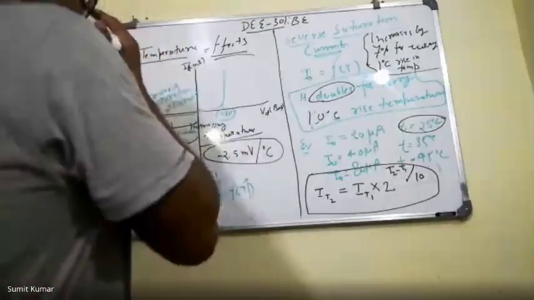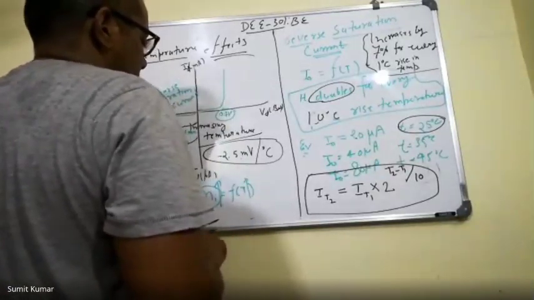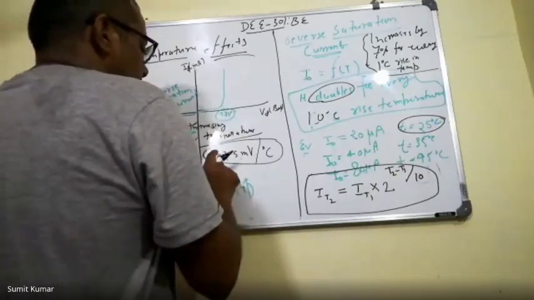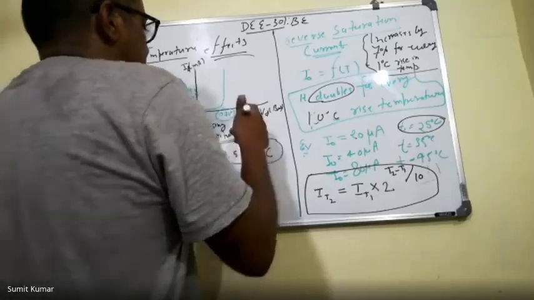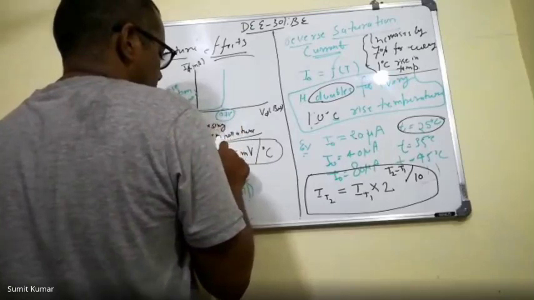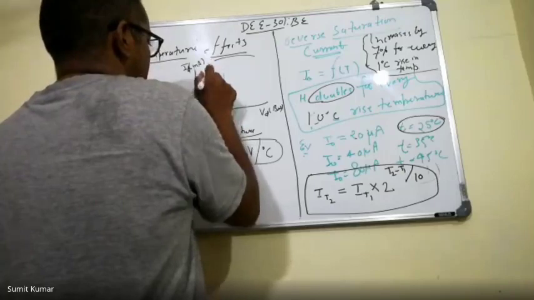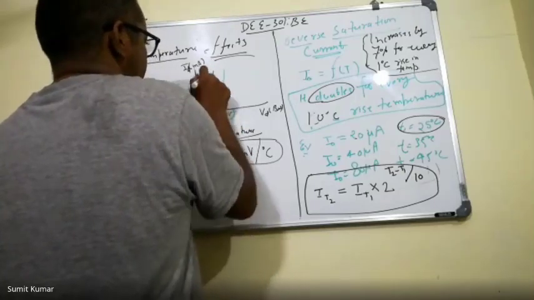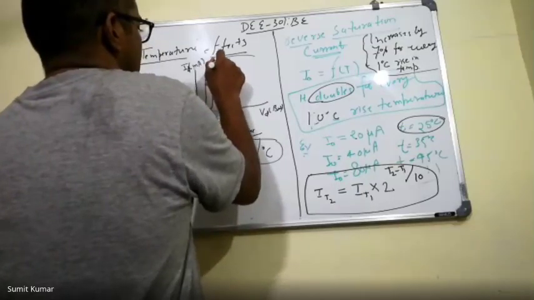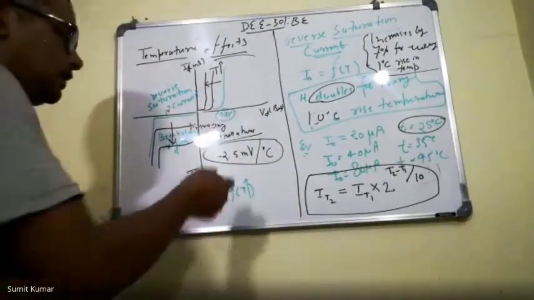So for the forward voltage drop, the forward voltage will decrease by 2.5 millivolt per degree Celsius. So if I increase the temperature, then the characteristics will be like this. If you decrease the temperature, then this effect is reversible.